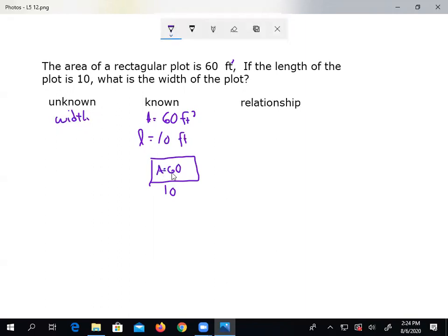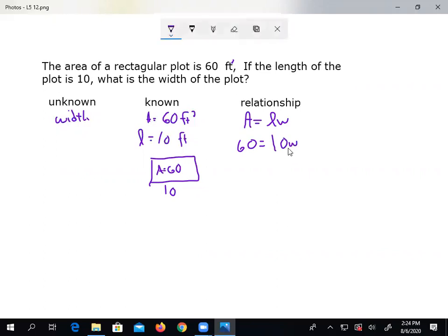And so on our GED formula sheet, we know that the area of a rectangle is going to be area equals length times width. So using this relationship, this equation, I can replace the values that we know. We know that the area was 60, so I can replace the A with the 60. We know the length is 10, but we do not know the width. That's the unknown. So we have an equation.